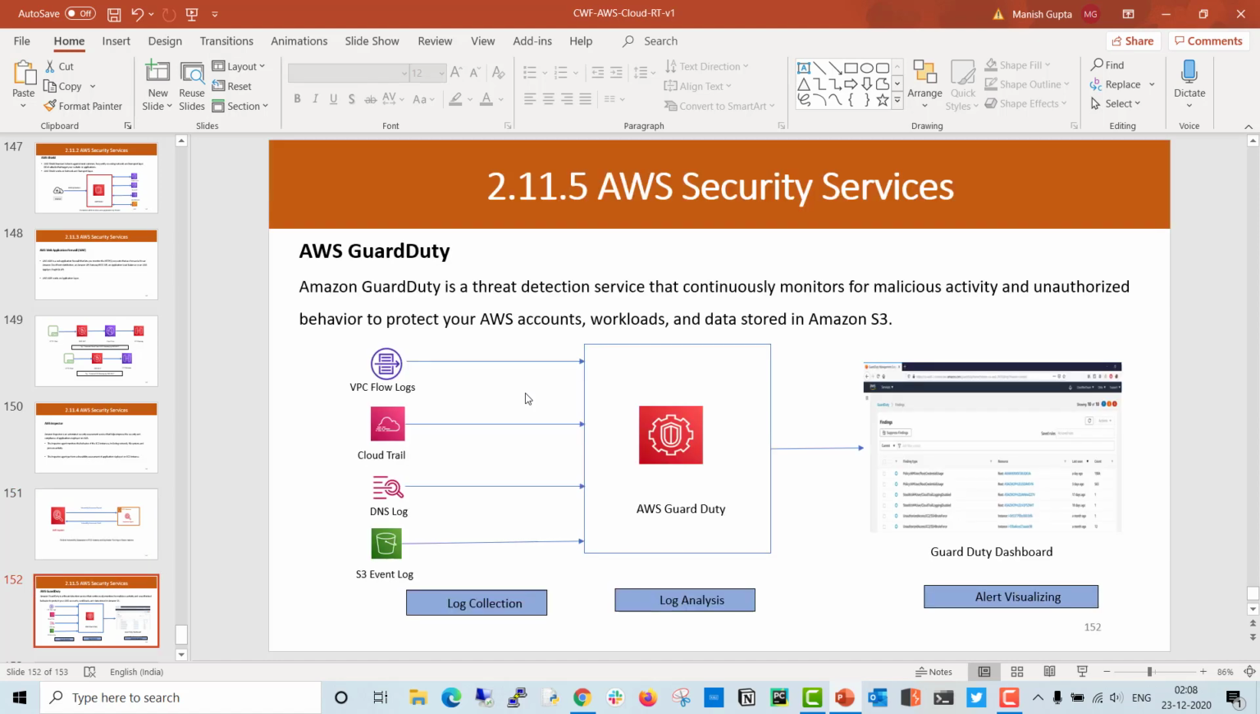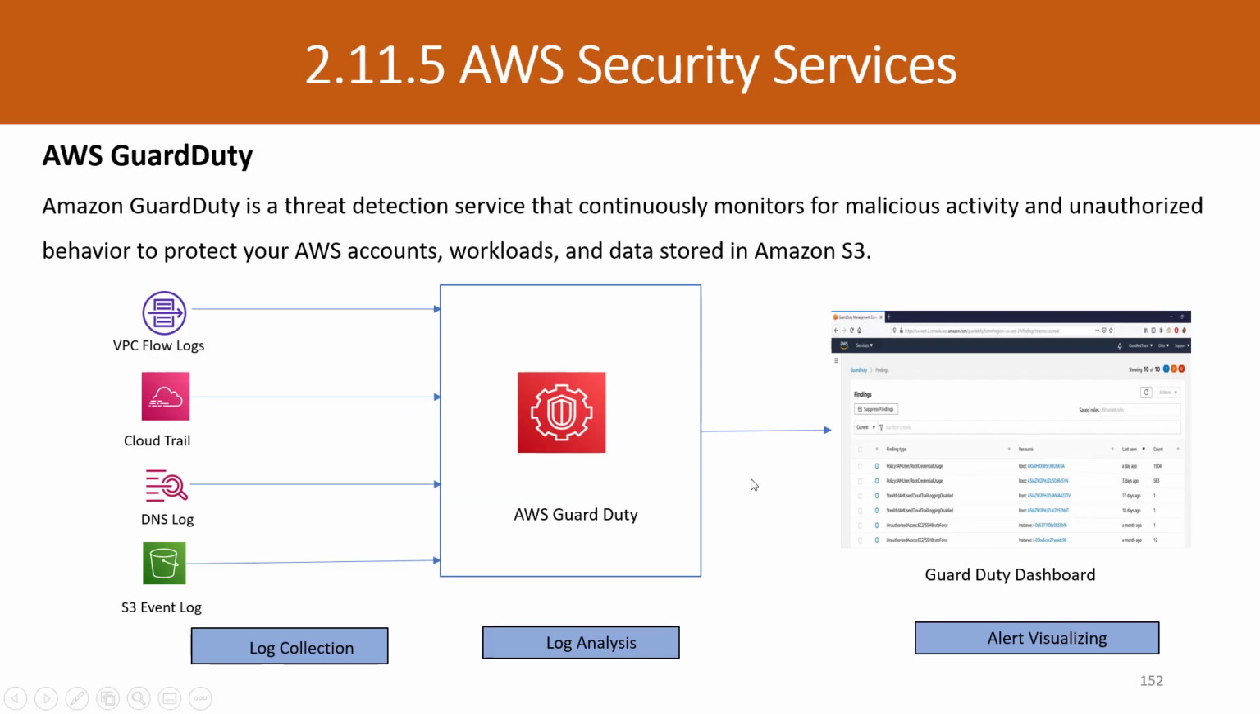So it's basically threat detection services. It's GuardDuty basically. It's a threat detection service that continuously monitors for malicious activity and unauthorized behavior to protect your AWS account, workload, and data stored in Amazon S3. So you can see there is GuardDuty, which will collect the logs. It works in three ways: log collection, log analysis, and visualizations.